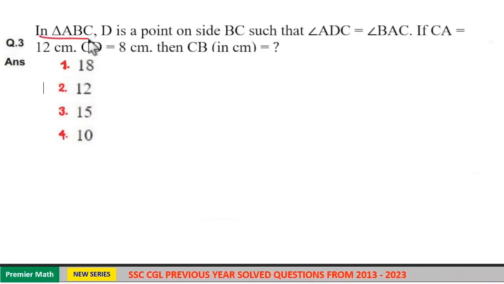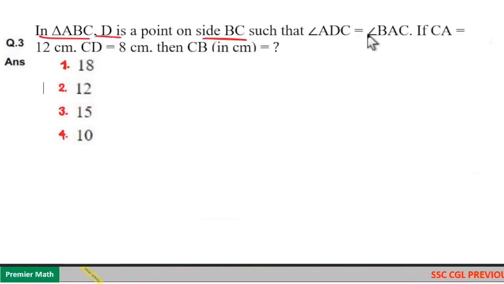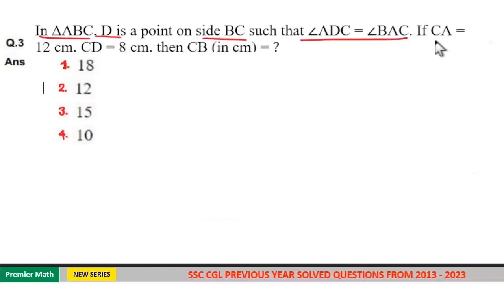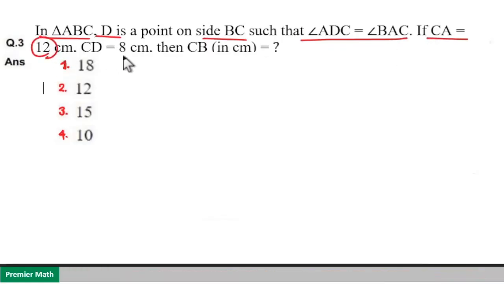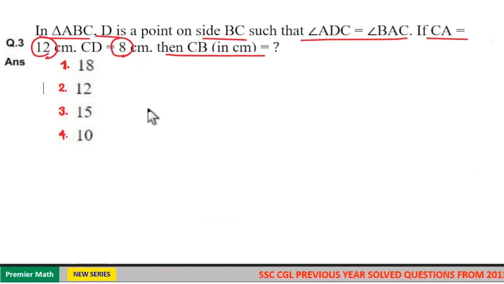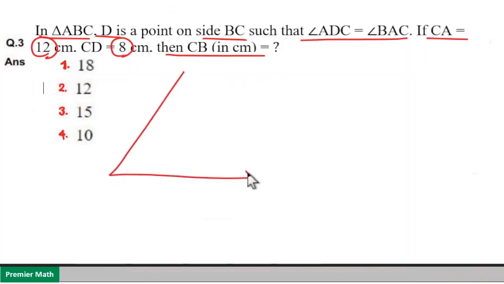In triangle ABC, D is a point on side BC such that angle ADC is equal to angle BAC. If CA is 12 cm, CD is 8 cm, then CB is? Here this is triangle ABC.